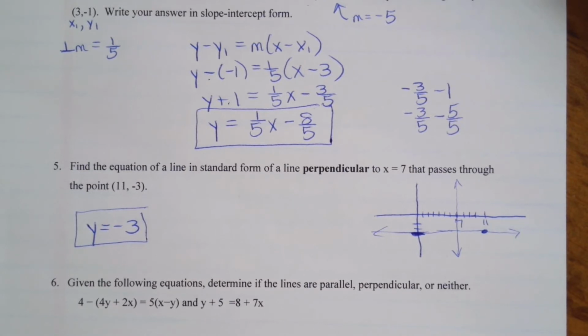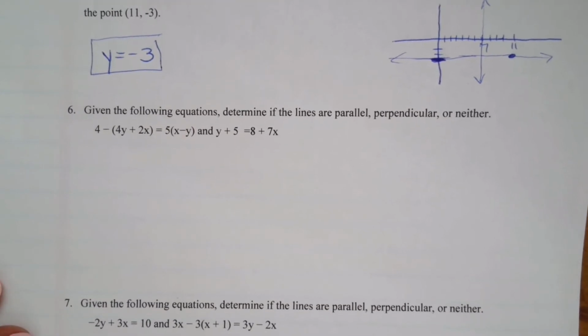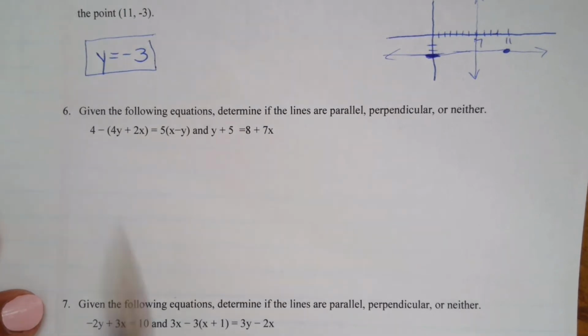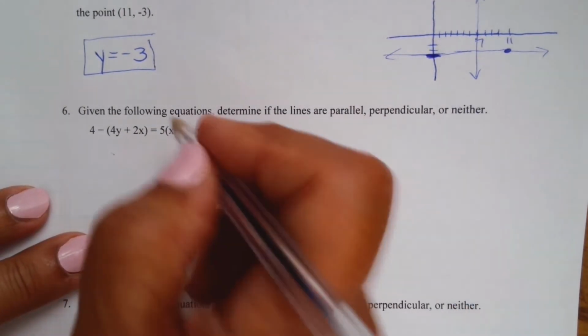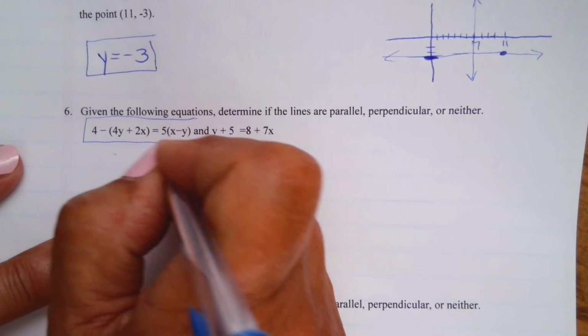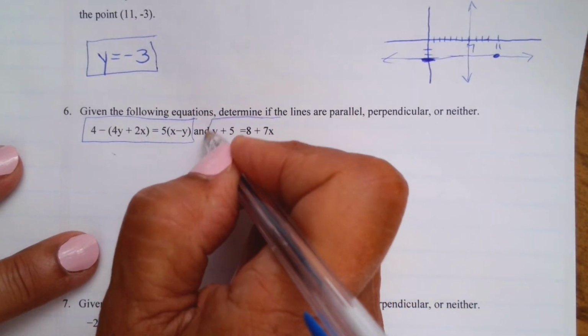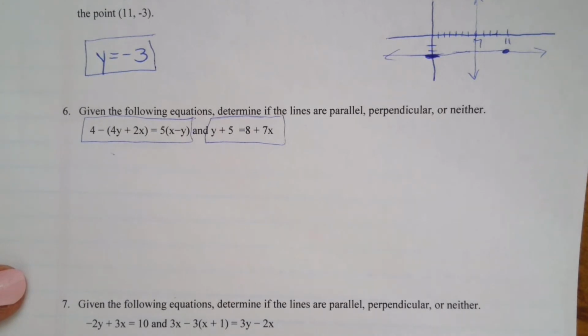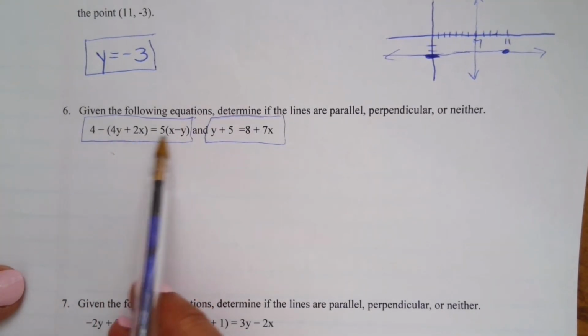Okay? All right, number 6. Given the following equations, determine if they're parallel, perpendicular, or neither. All right, so we have two separate lines, and you've got to find them. So here's the first one. There's a lot of work to be done here. And then here's the second line, right? So we're going to take each one individually, solve them for y, so we can see what the slopes are. So we've got a little bit of work to do, and it's good algebra, so we'll see how your simplifying is. All right, so we're going to start with this equation.